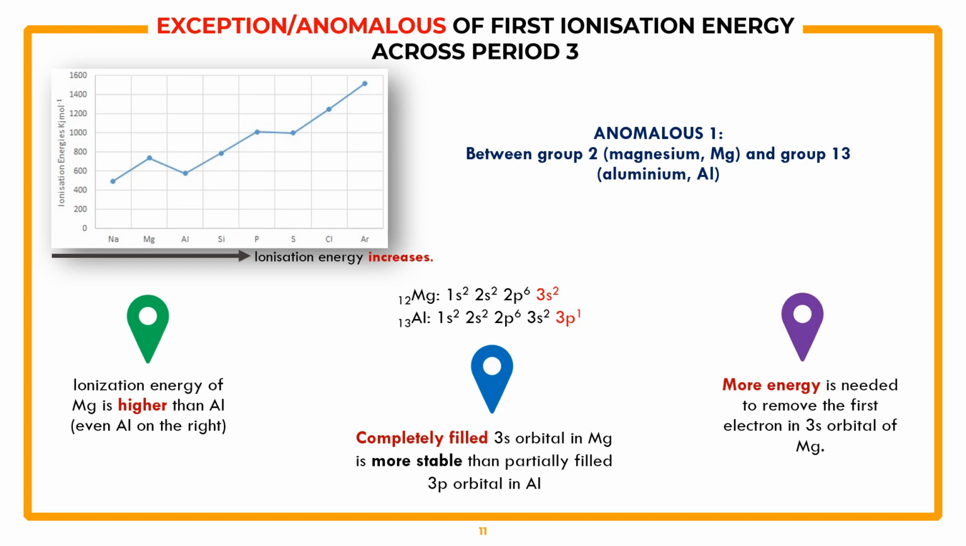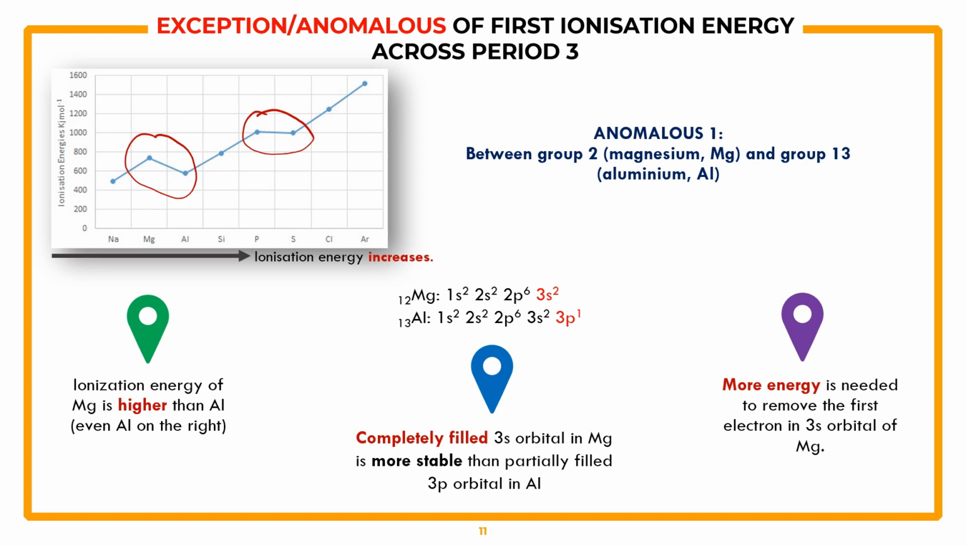The next exception or anomalous case of first IE adalah across period 3. So if you can see from this trend across period 3 from sodium to argon, generally we can say that the first IE across period 3 will increase. Tetapi kita ada a few lekuk di sini, yang mana ini merujuk kepada exception of the first IE trend across period 3.